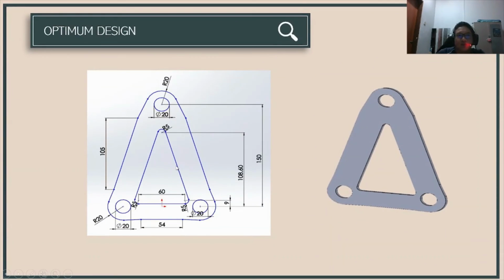Next, for optimum design, we use the B2 and B3 from the question by using the lower bound, which is 9, and for B4 and B5 we use the upper bound value, which is 30, so we get 60 here. From that we use trial and error to get the stress near to 800 megapascal but still below 800 megapascal.